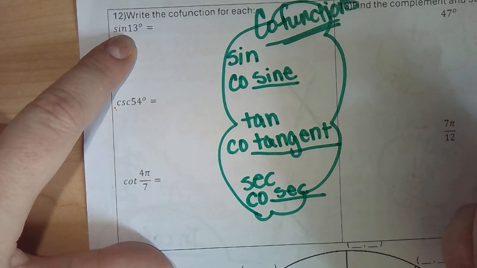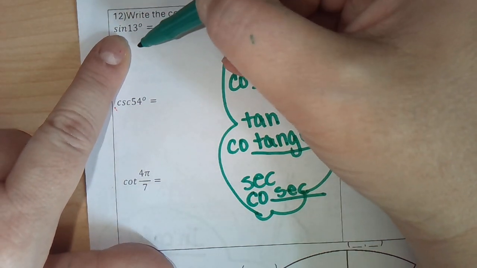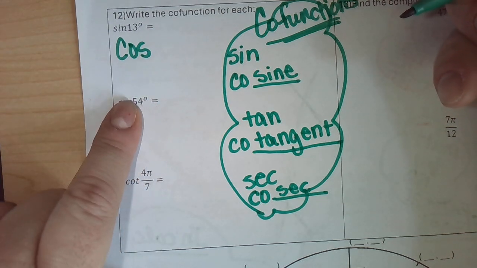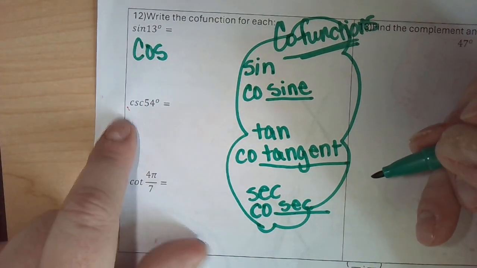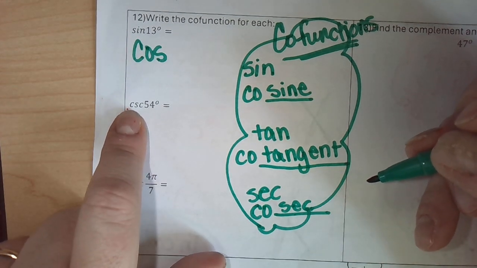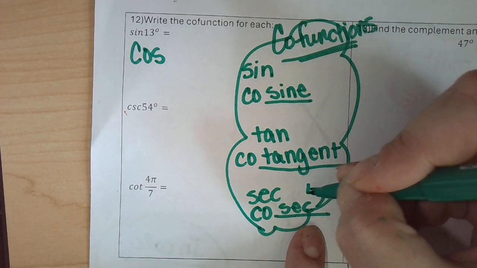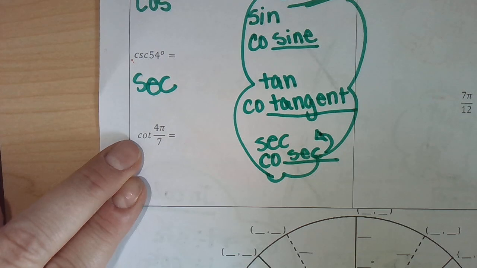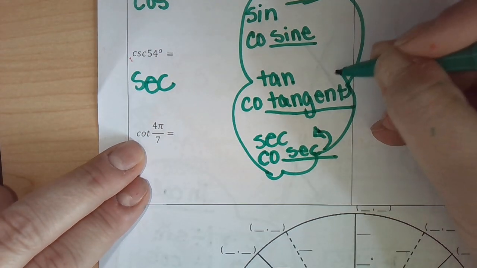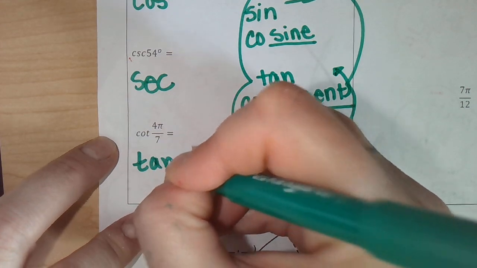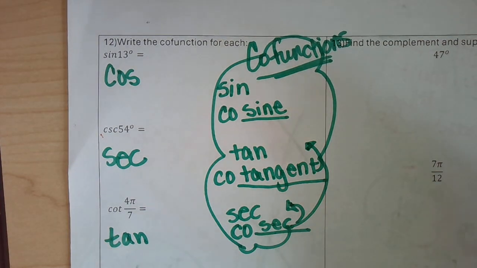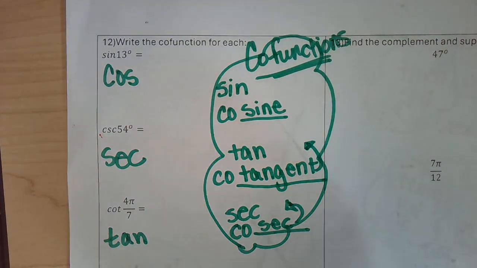So let's see here. This first sucker was sine. The cofunction of sine is cosine, and we don't write the whole word. Okay, cosecant. The cofunction of cosecant is not cosecant, it's just backwards secant. Okay, the cofunction of cotangent is not cotangent, it's just tangent. Okay, now let's write the angles. Let's remember that the angles all add up to 90.